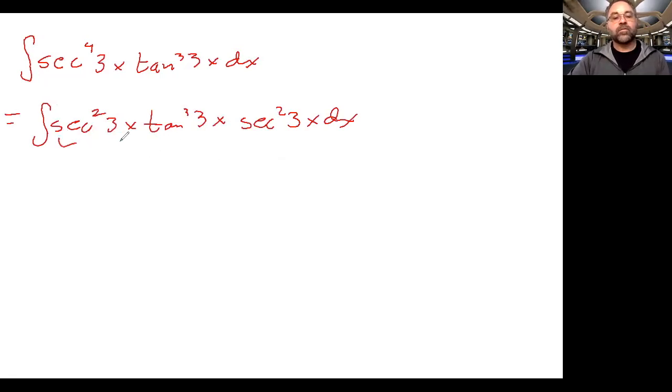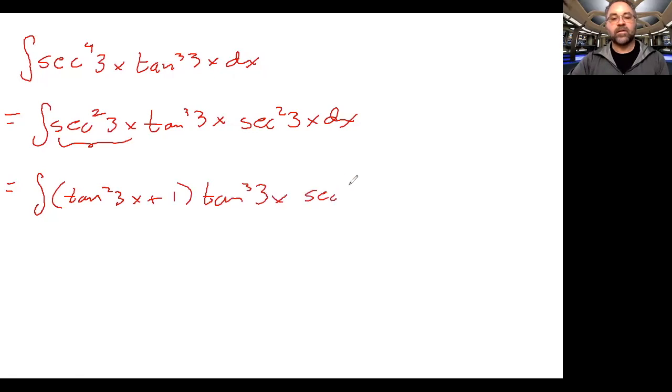The secant squared 3x here is a bit of a problem, but as we know, the Pythagorean identity is that tan squared 3x plus 1 is equal to secant squared of 3x. And then over here, I've got tangent cubed of 3x, and I've got secant squared of 3x dx. And now you can see the substitution will work quite nicely.